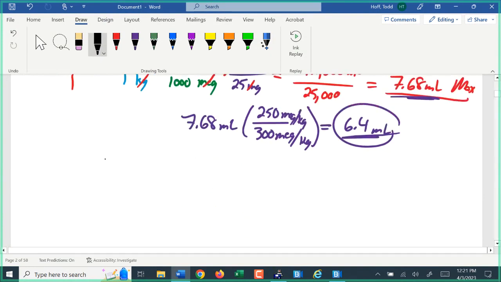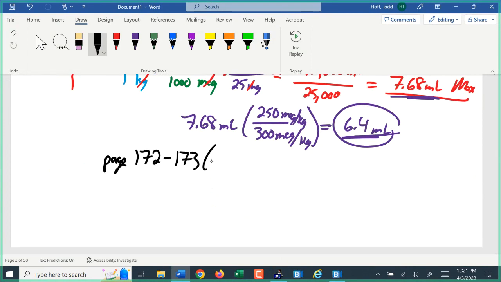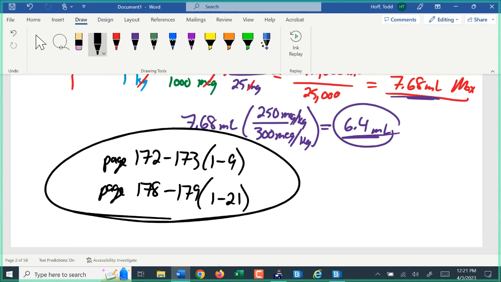We're out of time, so I'll give you the homework. First is page 172 through 173, 1 through 9, dealing with IV calculations. And then page 178 through 179, 1 through 21, dealing with some of the reverse calculations. So the rest of this week, we're going to look at dosages based on weight and body surface area.